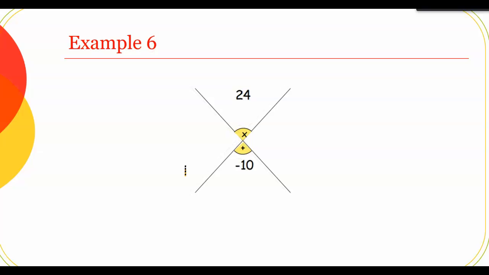24 and negative 10. So once again, you need a number that multiplies to 24, but sums to negative 10. So if I have a positive up top and a negative sum, then both my factors are negative.